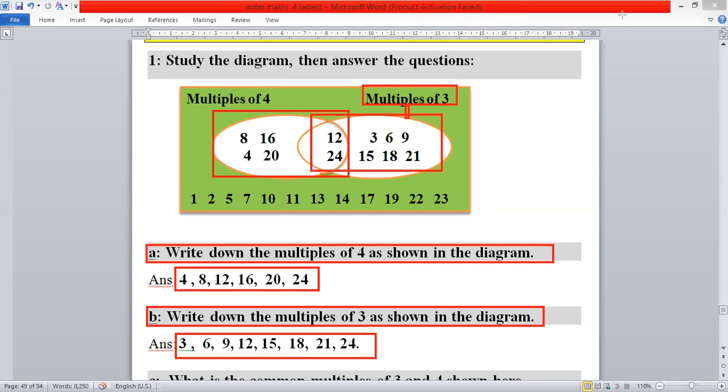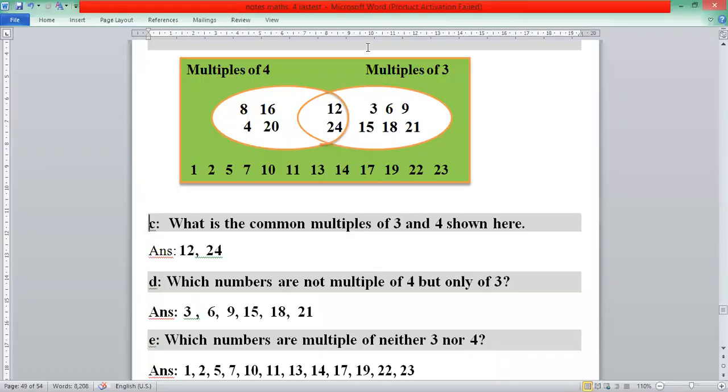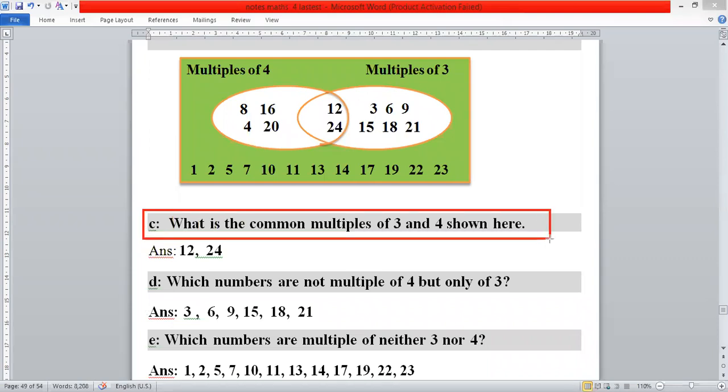Next statement is C. What are the common multiples of 3 and 4? So these are the common multiples of 3 and 4. Therefore, we will write here 12 and 24.